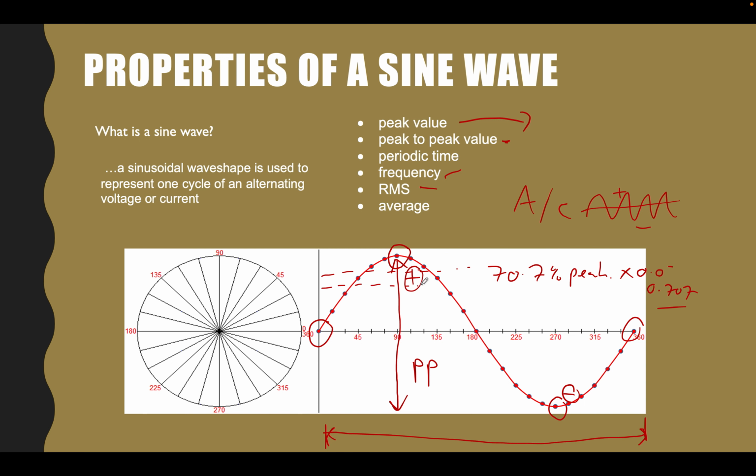The average value will be somewhere here. Don't worry, we're going to go through these in detail. I'm just quickly reminding you of what these are. And that would be 63.6% of the peak, which is the same as multiplying by 0.636. Don't worry too much about remembering them now. I'm just quickly recapping before we start, just to give you an idea from the last video.